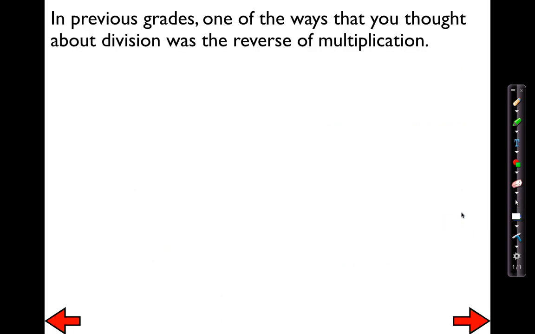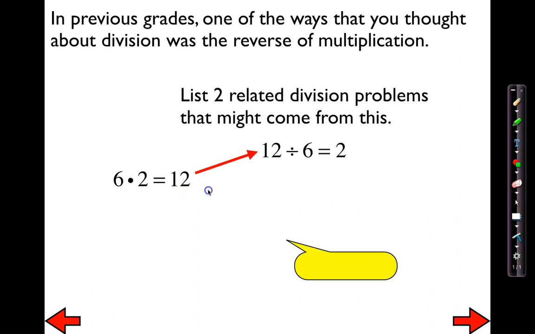In previous grades, one of the ways that you thought about division was reverse multiplication. So 6 times 2 equals 12 could also be thought of as 12 divided by 6 is 2, or 12 divided by 2 is 6. Both of these are the same thing. Okay, so you're reversing it. It's technically the inverse operation of multiplication. It's division.